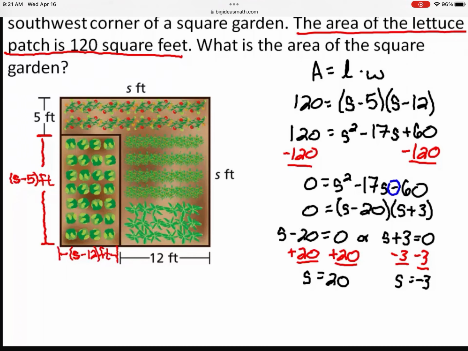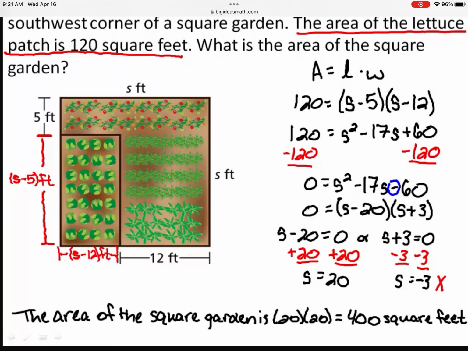Because s is a measure of length, it cannot be negative, so a negative solution does not make sense in this situation. And the side length is 20 feet. So the area of the square garden is 20 times 20 or 400 square feet.